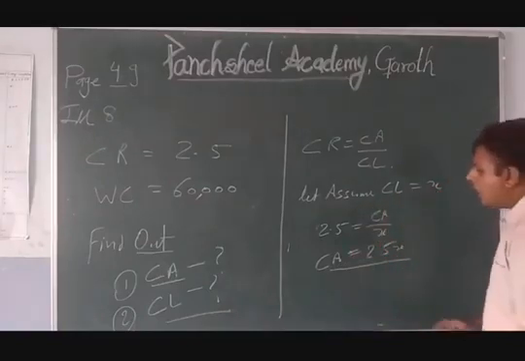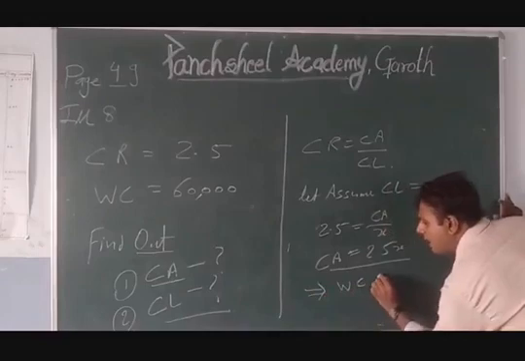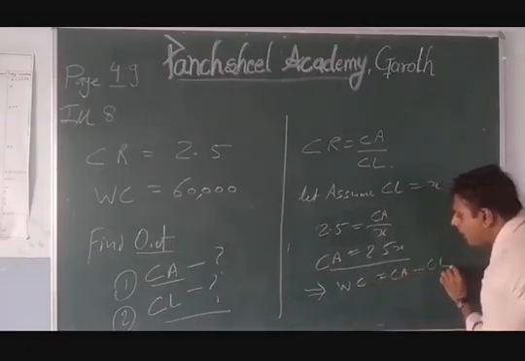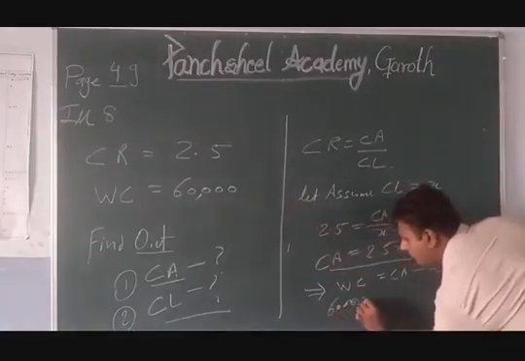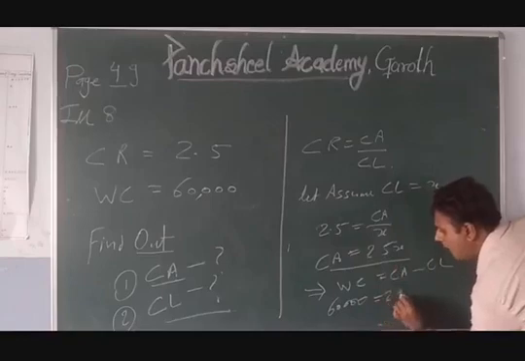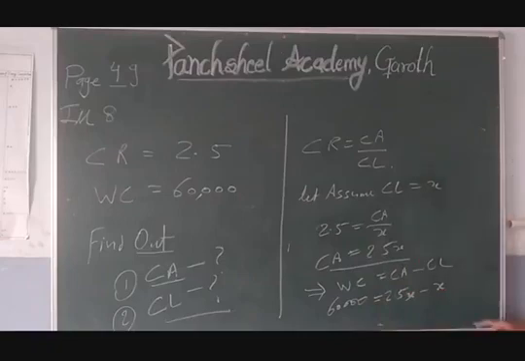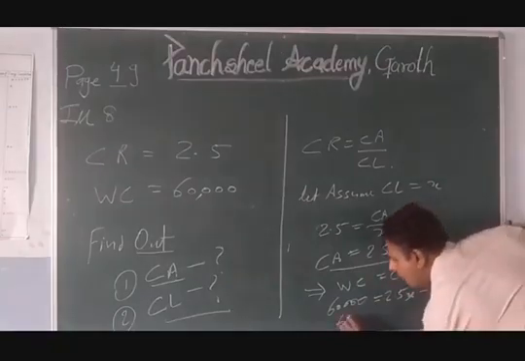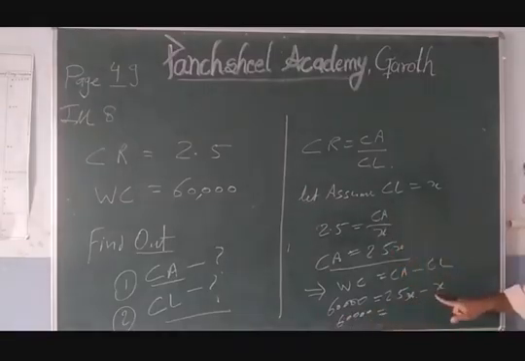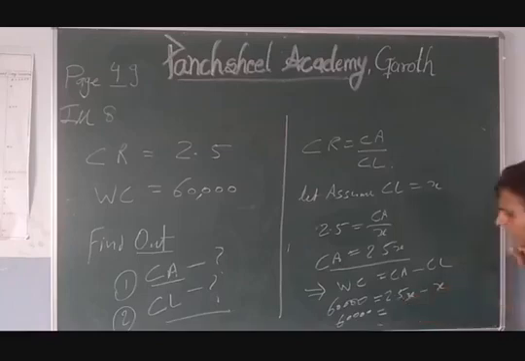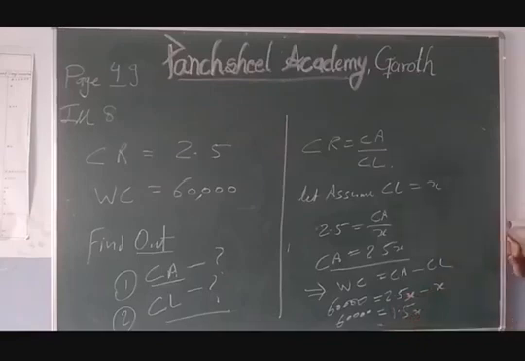So now, how to solve the question? I am telling you. See here. Working capital is equal to current asset minus current liability. You all know this formula. Put this formula. 60,000 is equal to current asset 2.5x minus current liability is X. So how much will it come? 60,000 is equal to 2.5 minus 1, that is 1.5x.